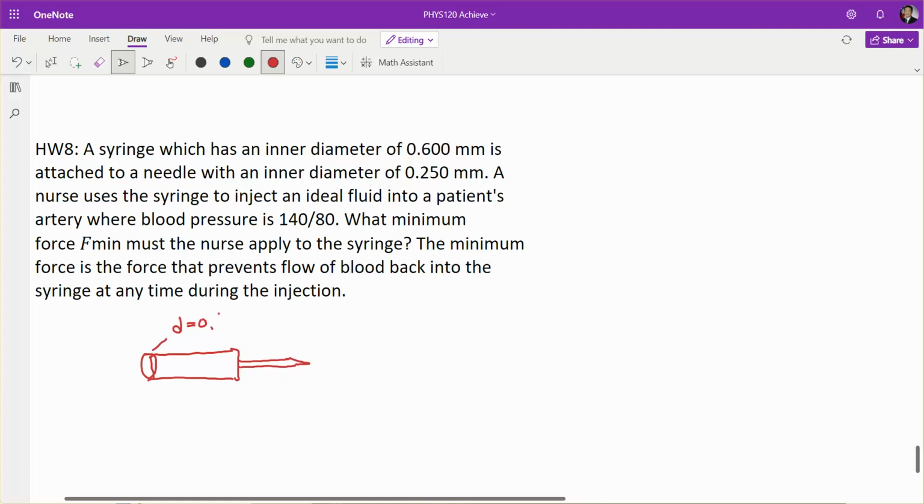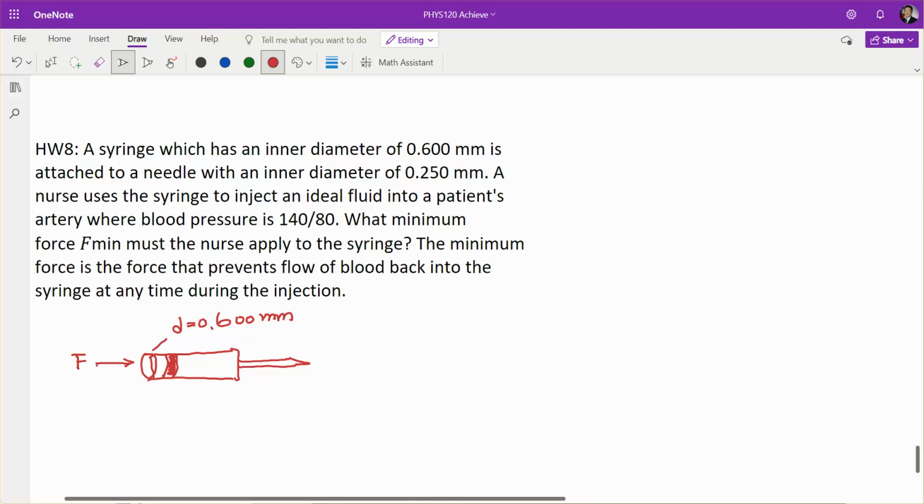When you use a syringe, they have a number for different sizes of the syringe. I don't remember exactly what the number represents, but you can look online. When they say a number 25 needle or number 10 needle, that represents different diameters of the needle. So a nurse uses the syringe to inject a fluid, right? You give a force, and this force is applied to the syringe.